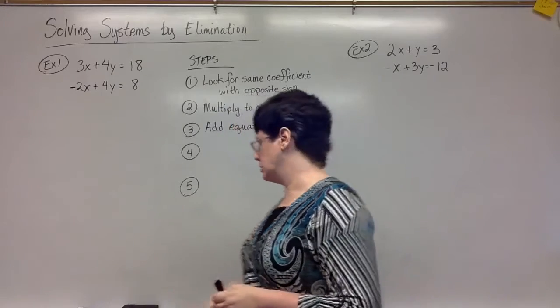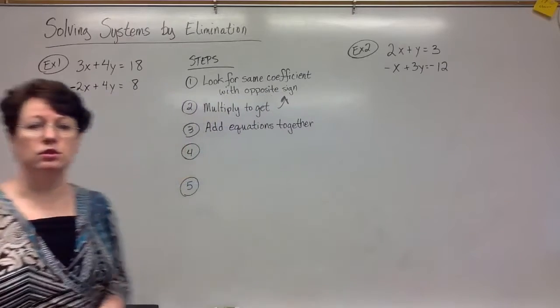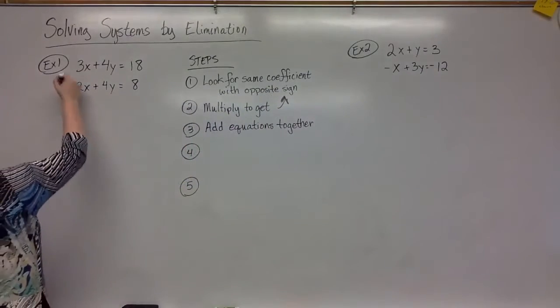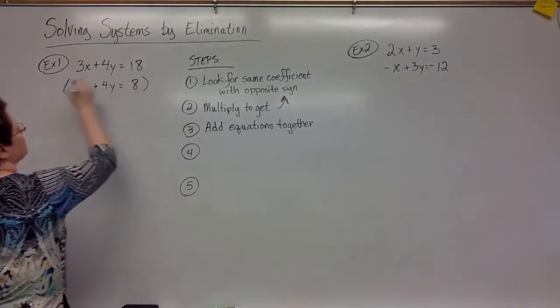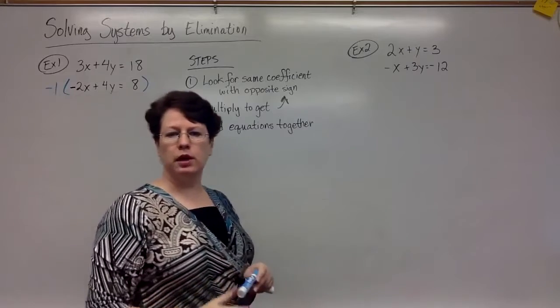That seems a little easier to me. You can do it either way, okay? You can do the x's or you can do the y's. I'm going to pick the y's. I'm going to multiply this equation, everything, by -1, okay? Just multiply through by -1.